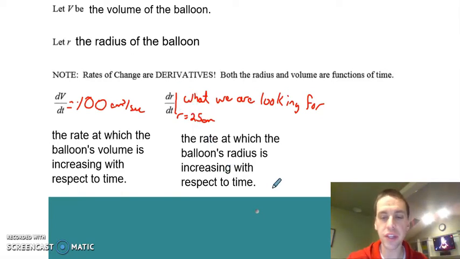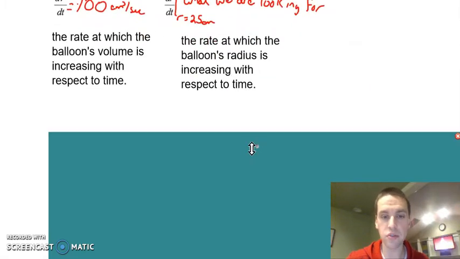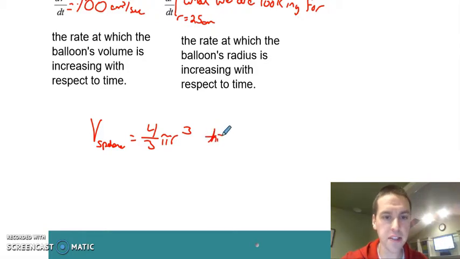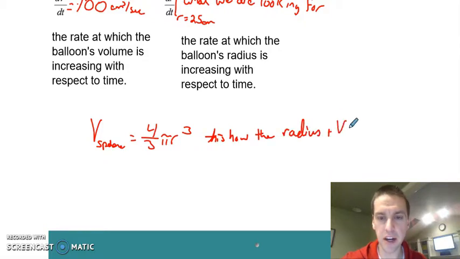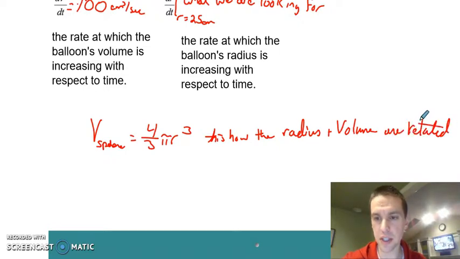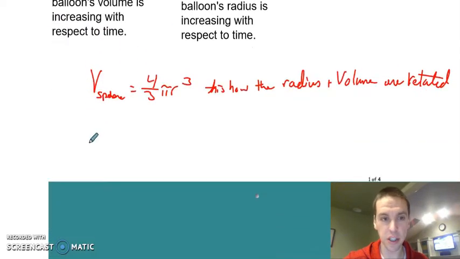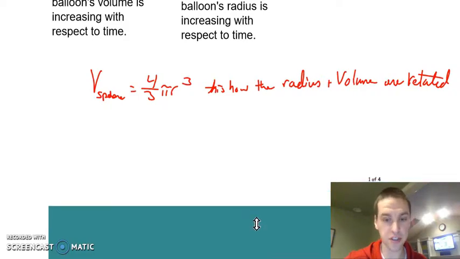And so the final thing that we're looking at is the fact that we've now got to solve the problem. We have to look at what we're given. Well, we know the volume of a sphere, which is 4/3 pi r cubed. And this is how the radius and volume are related using this equation. So therefore, if we know dV over dt and we're looking for dr over dt, well, guys, let's just take the derivative and go for it.